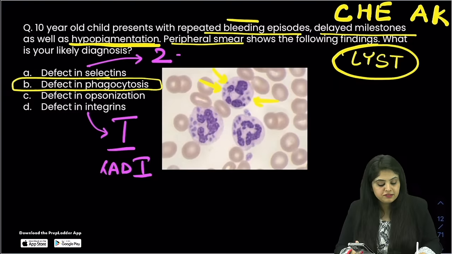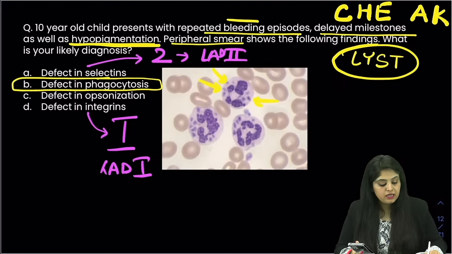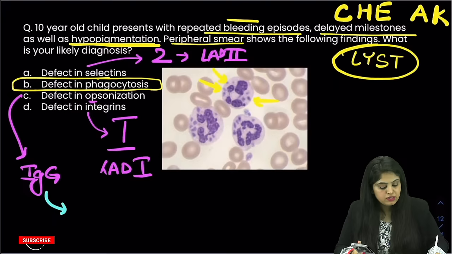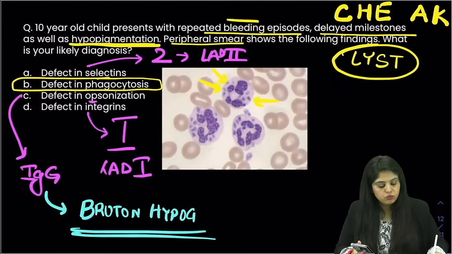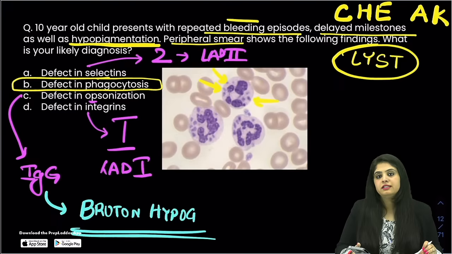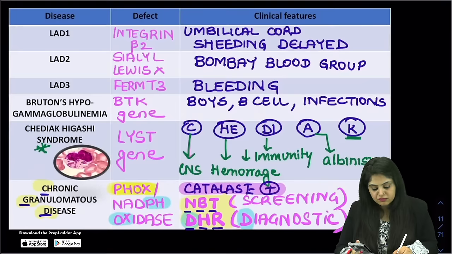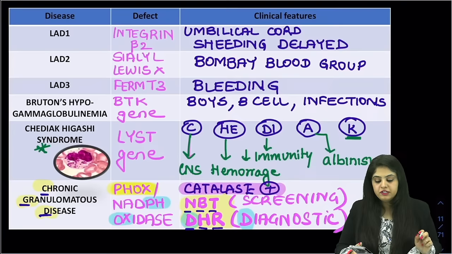And if there's a problem in opsonization, what is that? Which opsonin? IgG. Which opsonin are we talking about? That is going to be Bruton's hypogammaglobulinemia. If there would have been a problem in that, then Bruton's, IgG is the most important opsonin. Everyone remembers. So basically, always you will get these four options. You just need to pick up what buzzword is written, and that buzzword you will identify with the help of this particular table over here. Yes, I hope everyone's okay with this.